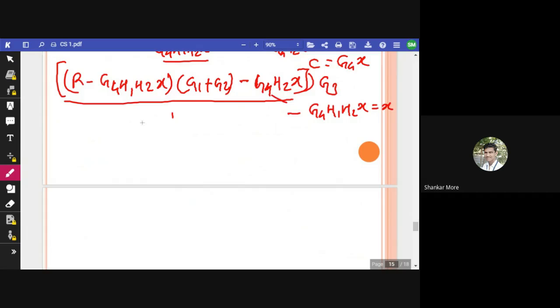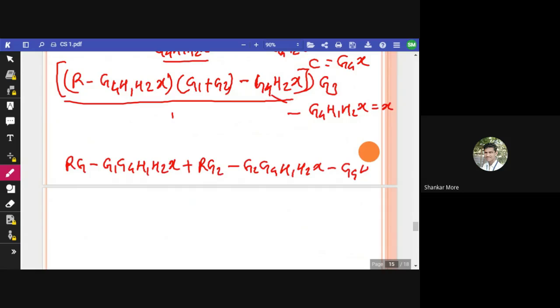सो r into G1 is rG1, right? So again we have minus G1 into G4 into H1 into H2 into x. G1 से मैंने इन दोनों को मल्टीप्लाई कर लिया, अभी मैं G2 से करूंगा, प्लस r into G2, then minus G2 into G4 into H1 into H2 into x, right? And whole minus G4 into H2 into x, this complete multiplied by G3, right? This G3 is there, and again minus G4 into H1 into H2 into x is equals to x.